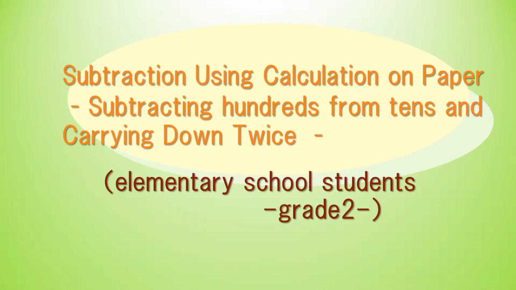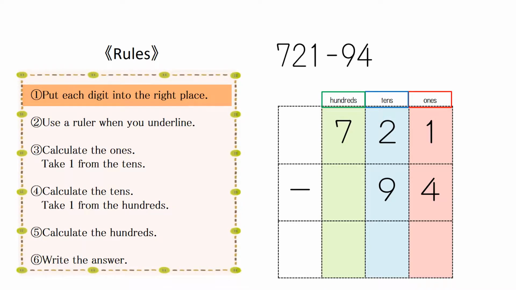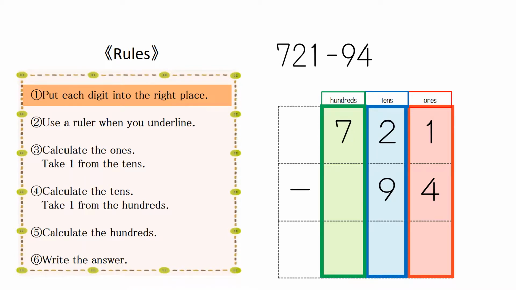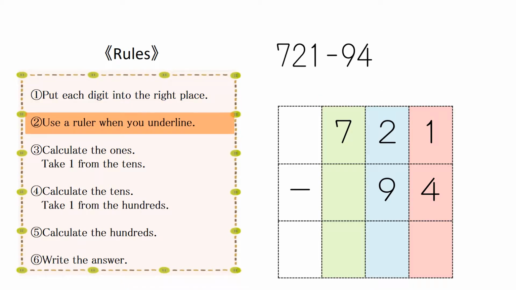In this section, we are going to study subtraction using calculation on paper, subtracting hundreds from the tens and carrying down twice. Put each digit into the right place when you use calculation on paper. Both 1 and 4 are ones, so write like this figure. And tens and the hundreds the same way. Next, use a ruler when you underline, like this.